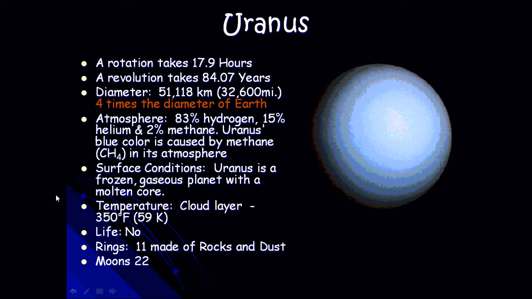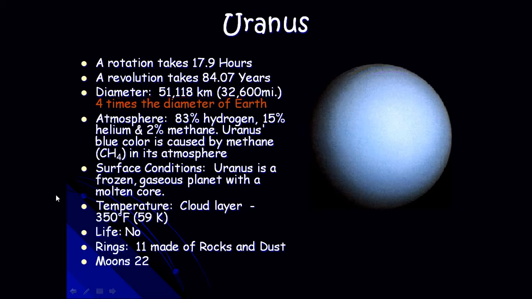Now, Uranus, or some call it Uranus, depending on the pronunciation, but the information about it remains pretty constant. It has a rotation of roughly 18 hours, or 17.9 if you're being specific. The revolution takes about 84 years. It has a diameter of roughly 51,118 kilometers, or 32,600 miles, which is 4 times the diameter of Earth.